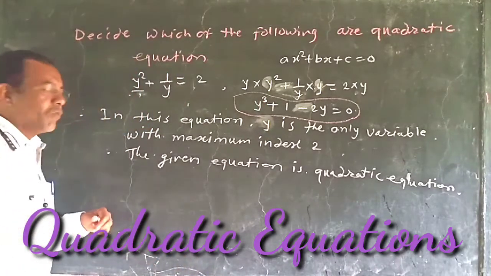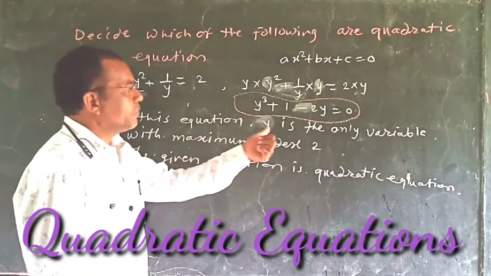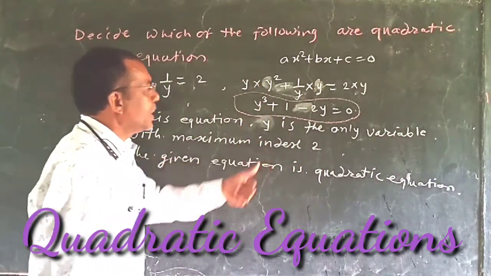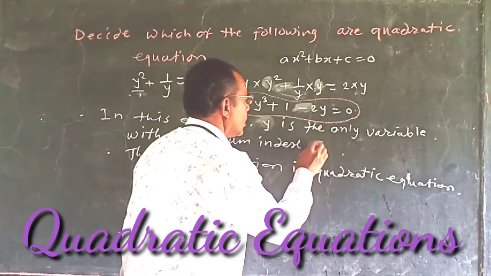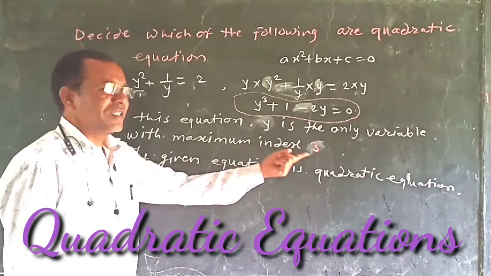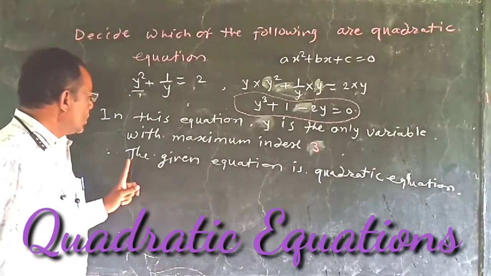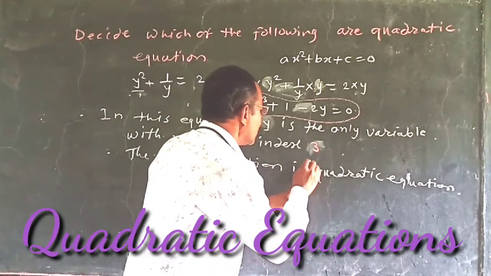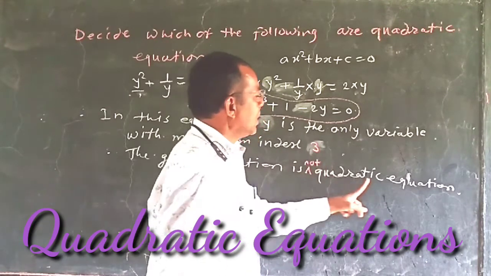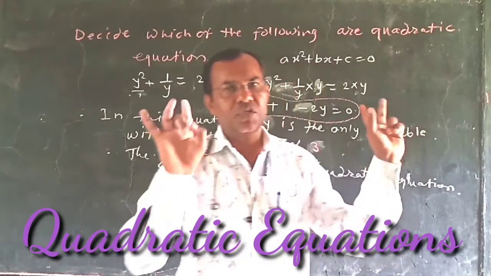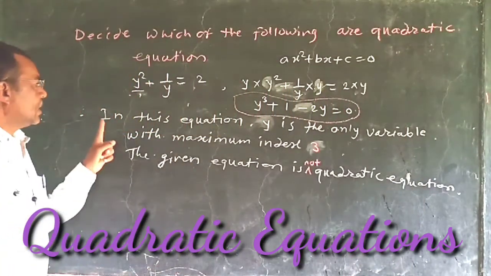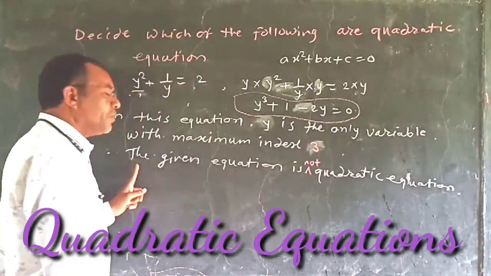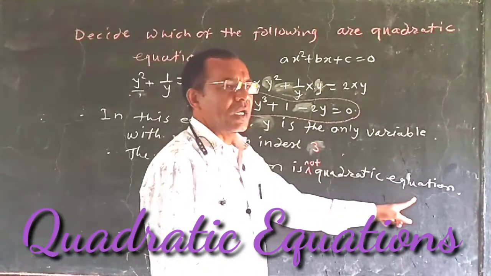Okay. Then what you will write here in this equation: y is the only variable with maximum index 3. Now it is not 2. Here we only have to write "not". This equation is not a quadratic equation. Finish. In this, you have to decide it. In this equation, y is the only variable with maximum index 3. Therefore, the given equation is not a quadratic equation.